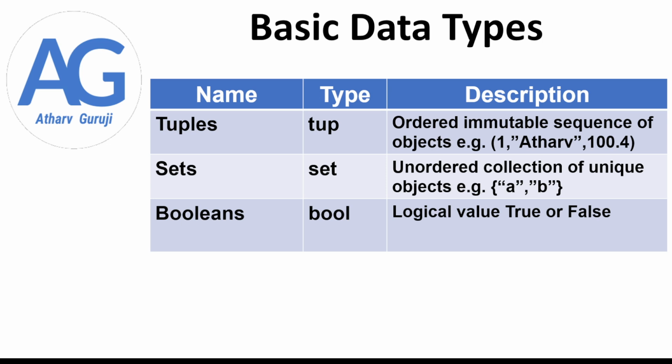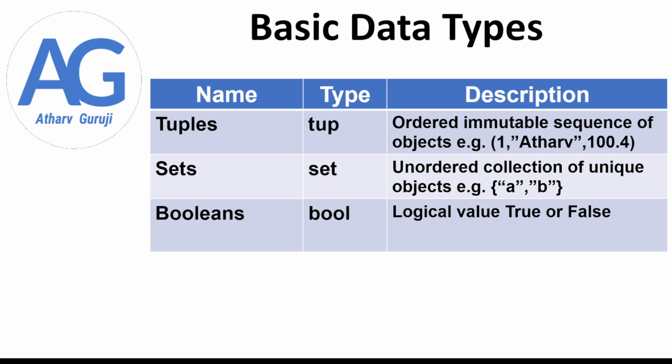Sets. Type is set. So set is unordered collection of unique objects. For example, A comma B you see here in the curly brackets. So sets are mutable themselves, means you can add or remove elements after the creation of your set.